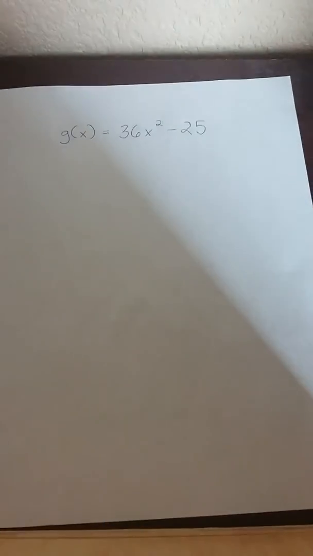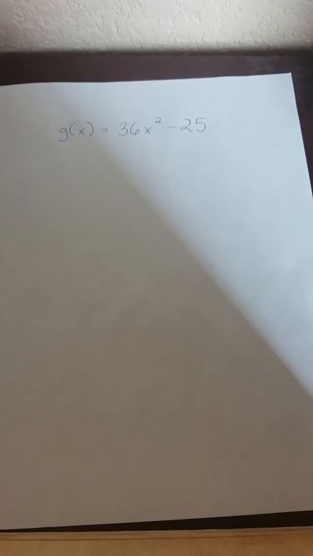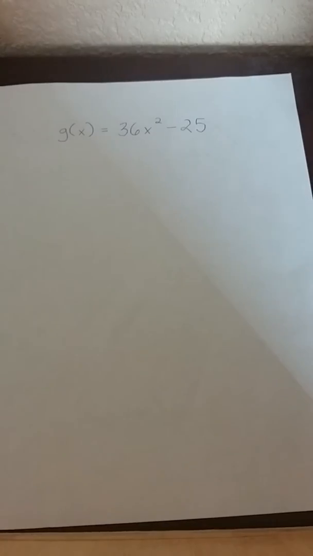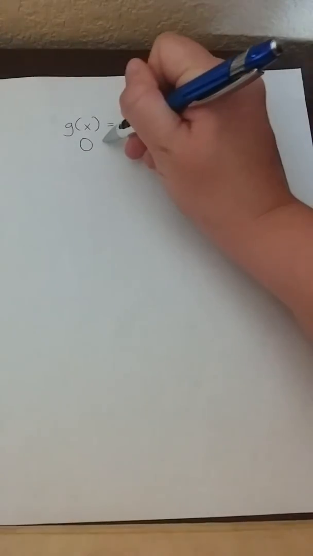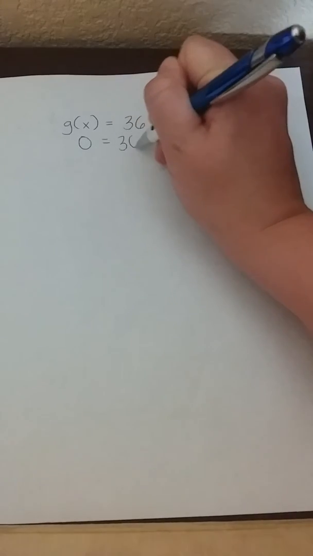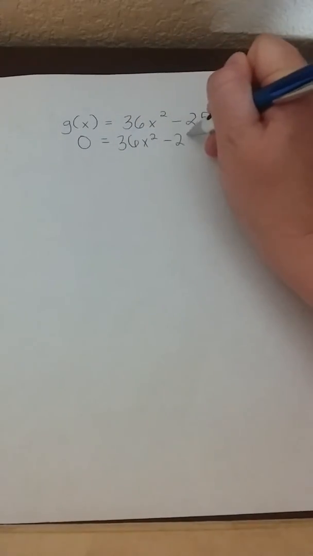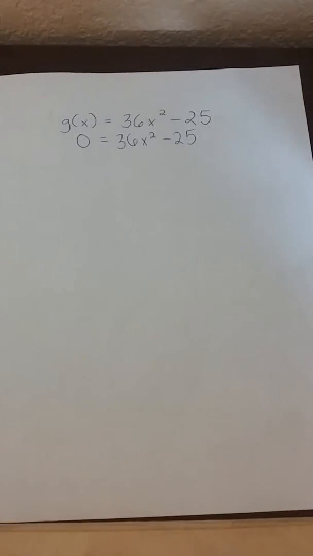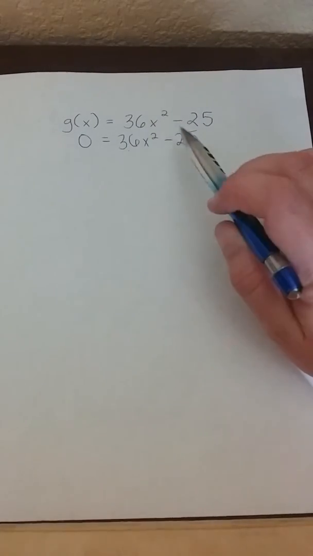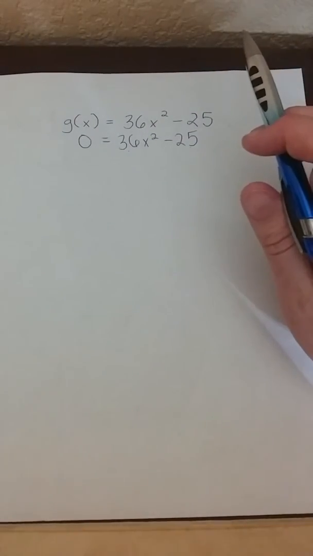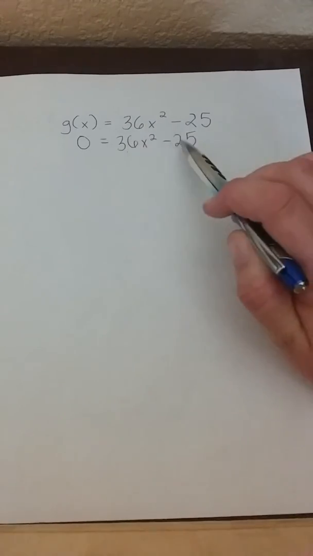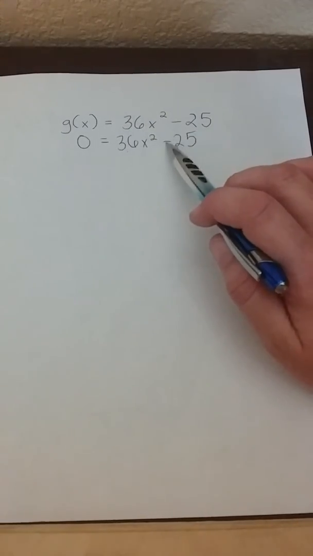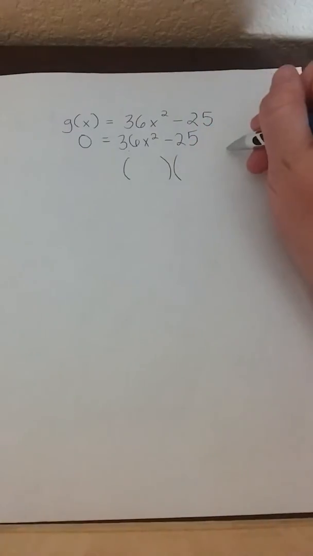So our last example is going to be this. G of x equals 36x squared minus 25. Again, I'm looking for the zeros. My first step is going to be replacing g of x with a 0. So this is now 0 equals 36x squared minus 25. My second step is looking for a common factor. There's actually no common factor of 36 and 25. There's nothing that they can both be divided by. So next, I see if I can factor this, and this uses a sum and difference pattern. You can tell because there's two terms with squared in the first term and subtraction between them.